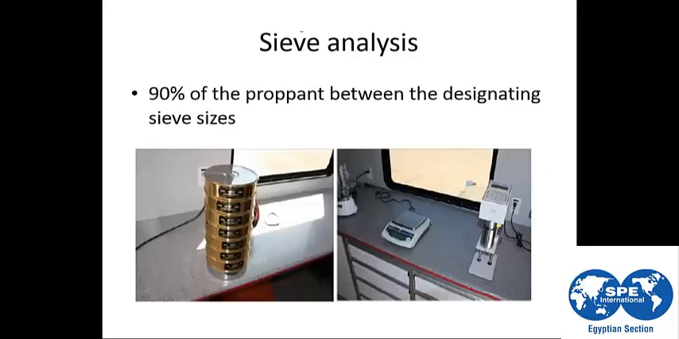This is the shape of the sieves here in the lab to perform the sieving analysis test. As we said, if the proppant is 20/40, the first sieve is 20 and the last one is 40, and the sample should be distributed between the first and the last one. Less than 90% is not passing the first one and passing the last one.